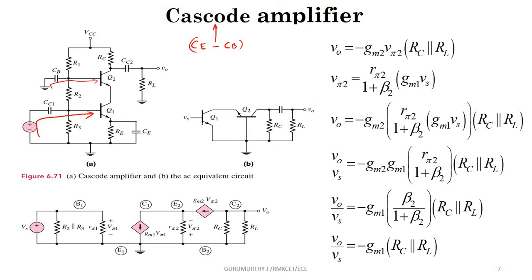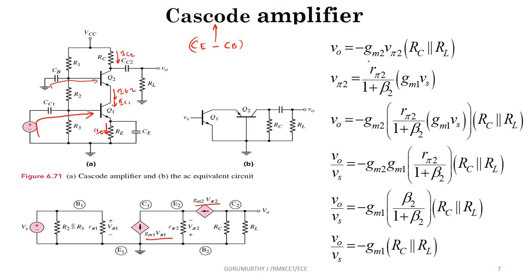If you draw the small signal equivalent, this will be the AC equivalent, and this will be your small signal equivalent. The current flowing through the second transistor is IC2, which is nearly equal to IE2. This IE2 flows into the collector of the first transistor, which is IC1, and this is equal to IE2. So all are connected in series. So the current GM1 V pi 1 and the current GM2 V pi 2 are both equal, because they are connected in series.